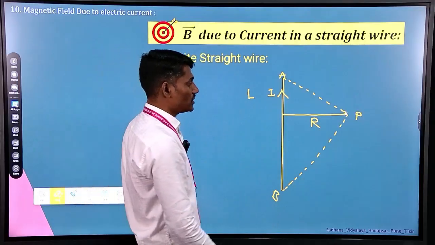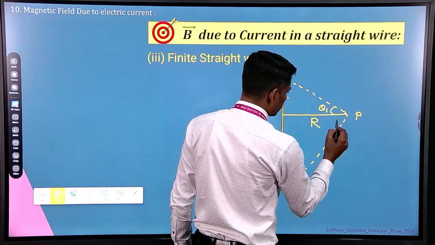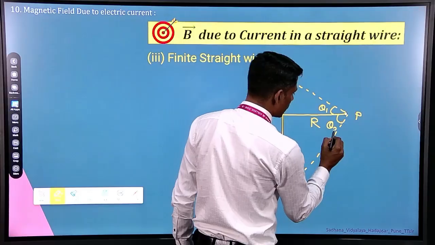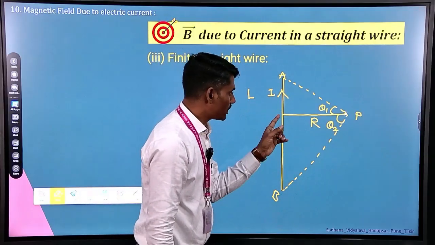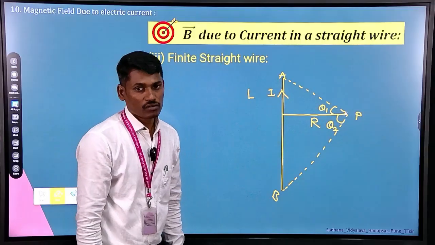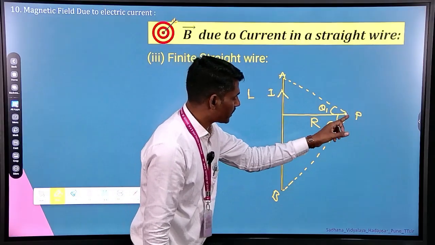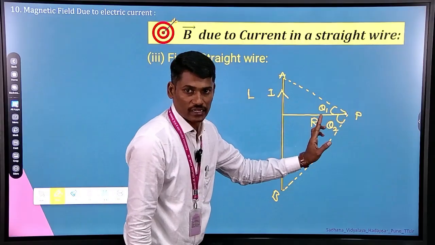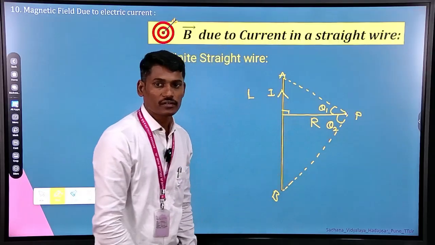Now the angle generated at this point P, suppose this angle is theta 1 and this angle is theta 2, right. These two angles are with the perpendicular distance and the line joining the ends of this wire. ठीक आहे, what is theta 1 and theta 2? theta 1 आणि theta 2 हे जे दोन अँगल कन्सिडर केले P पॉइंटला तयार झालेले अँगल असतील ह्या परपेंडिक्युलर मुळे, हा परपेंडिक्युलर डिस्टन्स आहे इथं R डिस्टन्स.